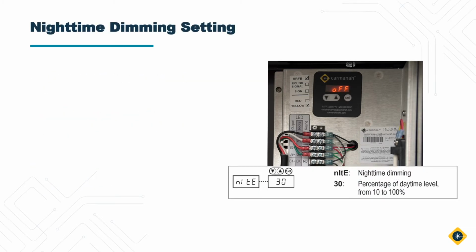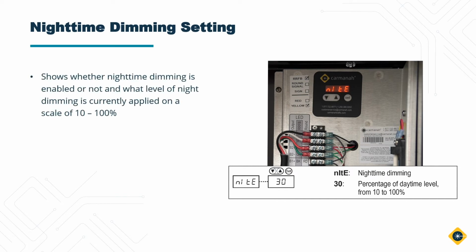Nighttime dimming setting. This will show whether nighttime dimming is enabled or not, and what level of night dimming is currently applied, from 10 to 100%, or off, signifying no night dimming is applied. This feature is factory enabled or disabled based on your application.